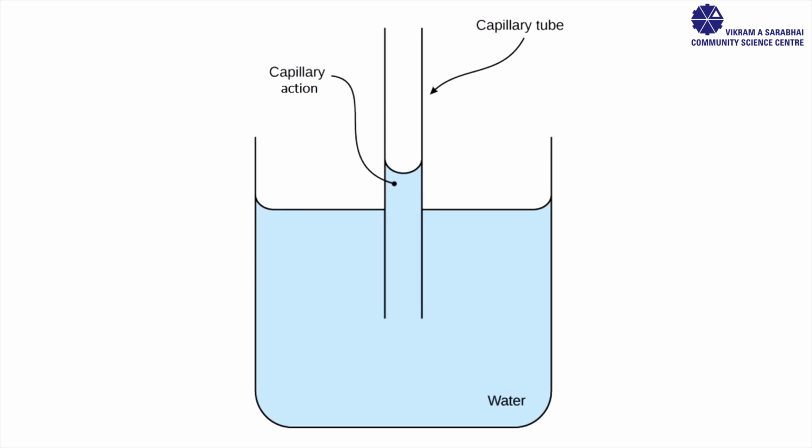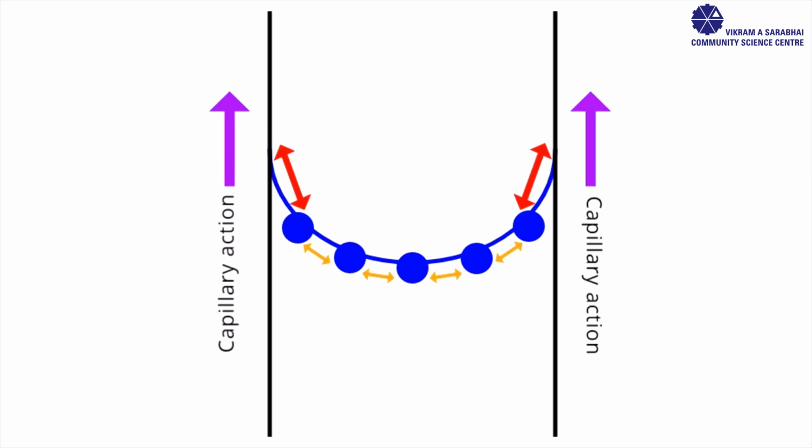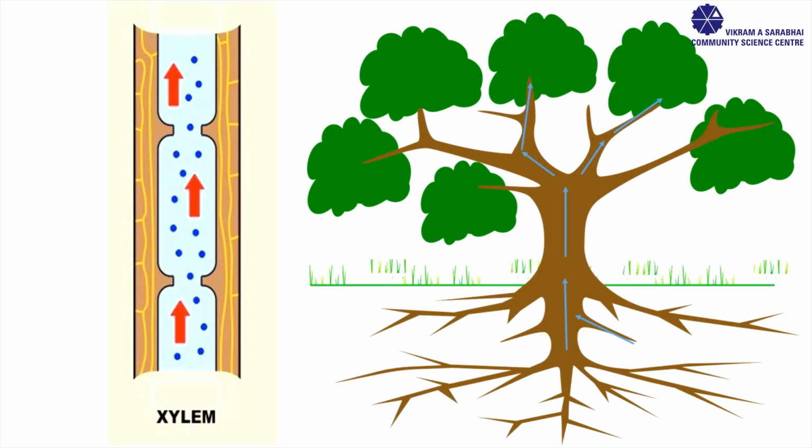For example, when you dip a narrow glass tube in water, water moves up the length of the tube to a certain extent. This occurs because of the attraction between water molecules and molecules of the inner walls of the tube, thus pulling the water upwards. Similarly, in trees also, such narrow tubes called xylem vessels are present along their length. These vessels help in the transport of water in the trees through capillary action.